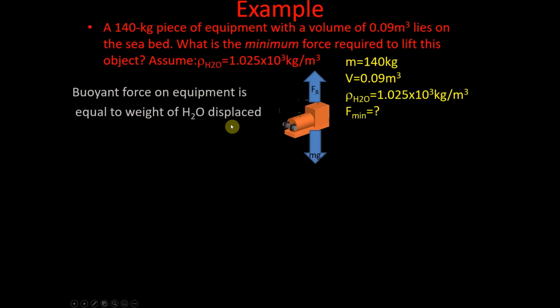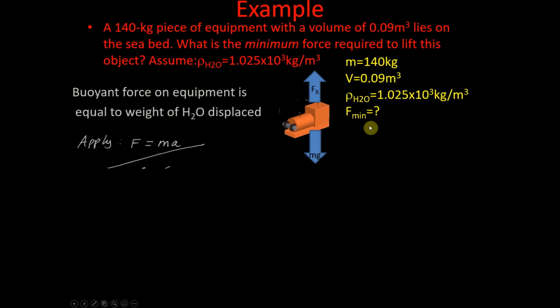So the buoyant force on the equipment is equal to the force of the water displaced. We know this much from Archimedes' principle that we've already discussed. Other things we know: the volume, the mass, and we have a density. We want to find F.